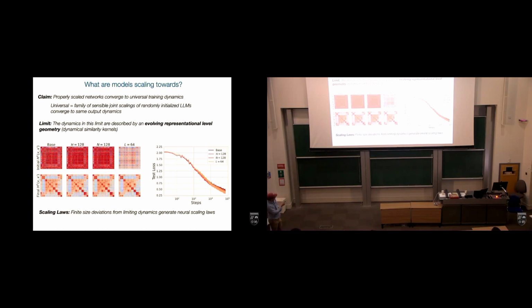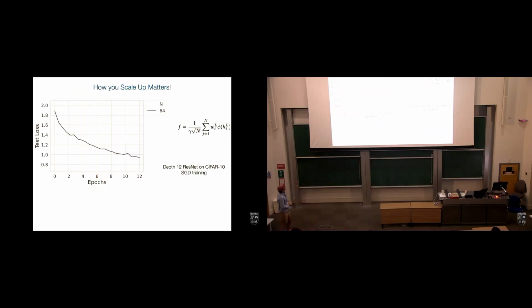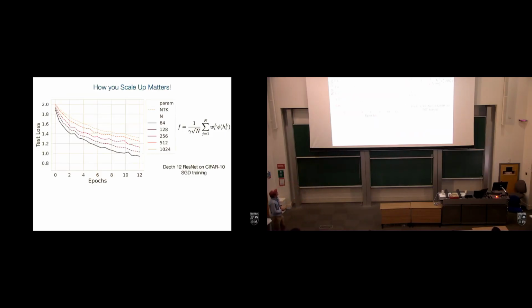Okay, and so this is a story about convergence at early time. And then scaling laws, we're going to see, once you do this proper scaling, will be about the finite size deviations from the limiting dynamics. So how close is a finite model to this well-defined infinite width limit? Okay. So this is just to point out that how you scale up matters.